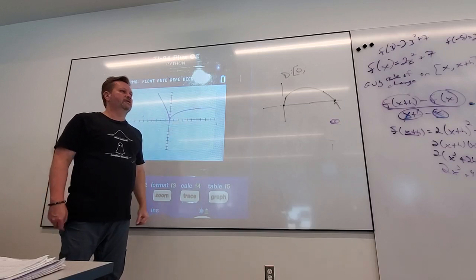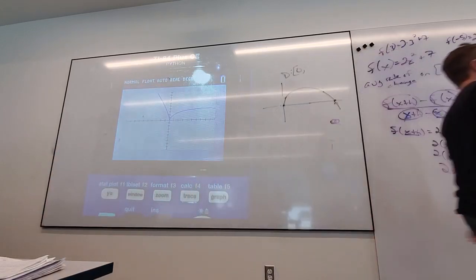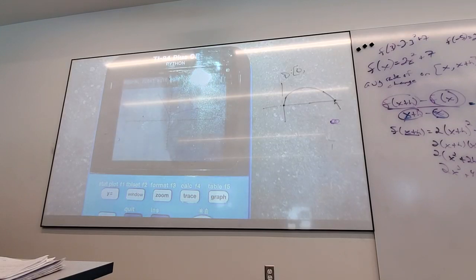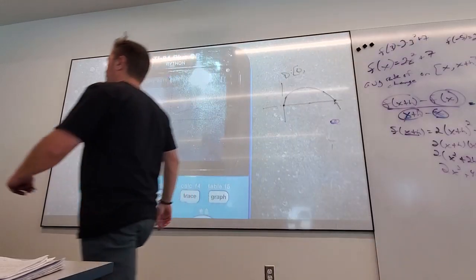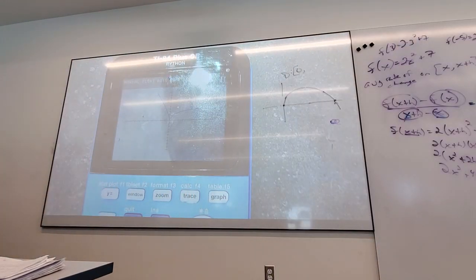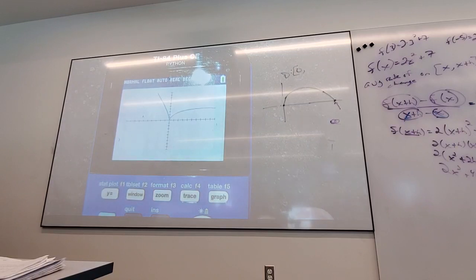Mine does not look like that. Oh, you probably didn't put it in right. Oh, because you're on a different window. Okay. So again, hit zoom 6. Are you good? Yeah. Alright.